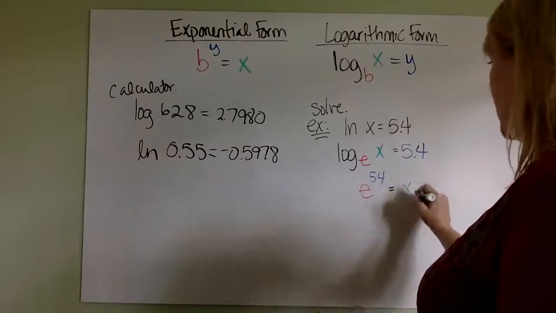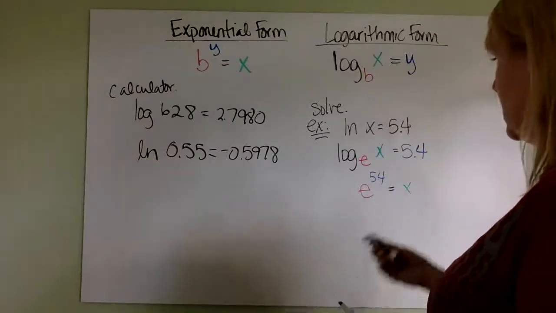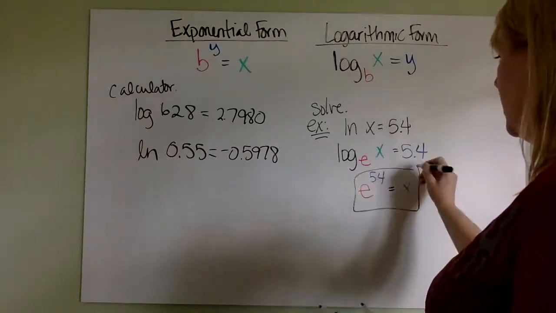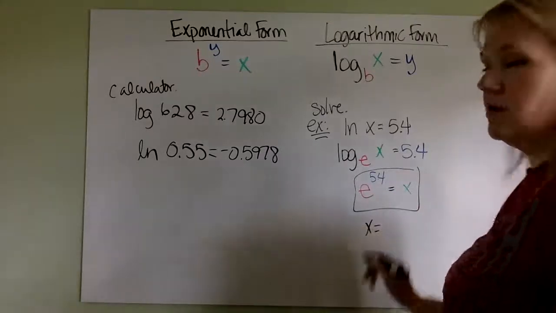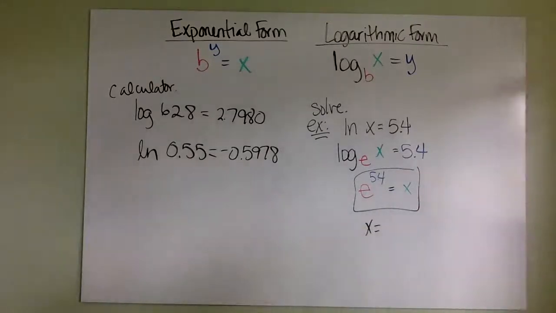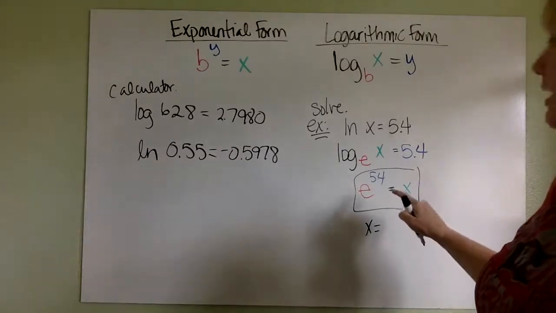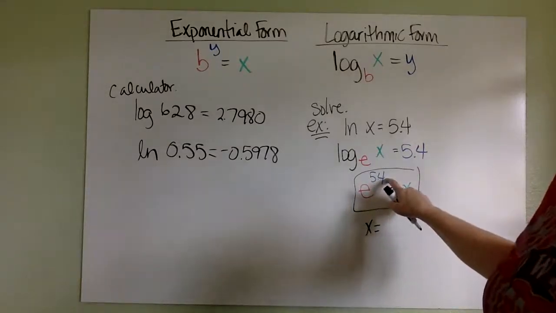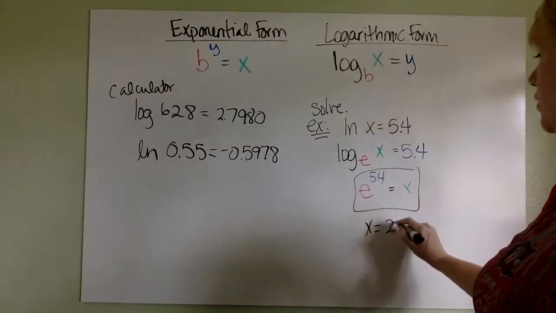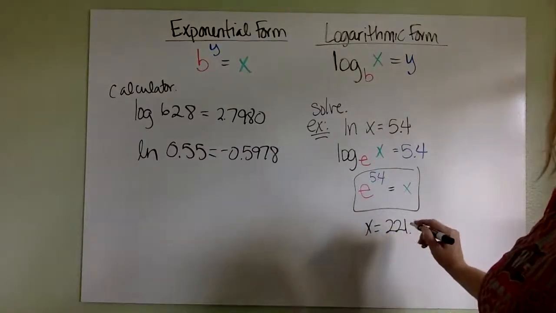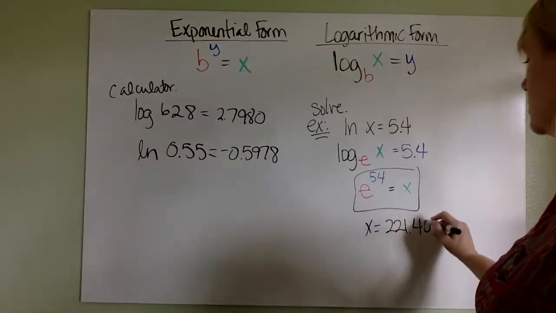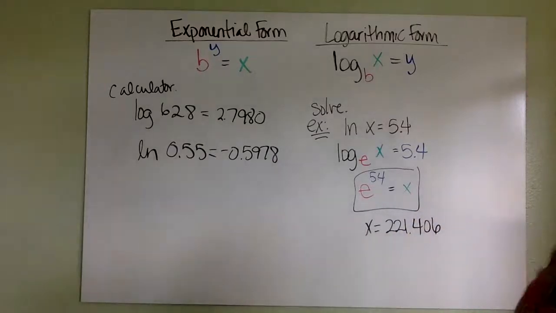So this is an exact value answer. This is the answer. This is exactly the value. You could give me a decimal approximation. If you type this into your calculator, e to the 5.4 power, you should get 221.406, rounding to the thousandth.